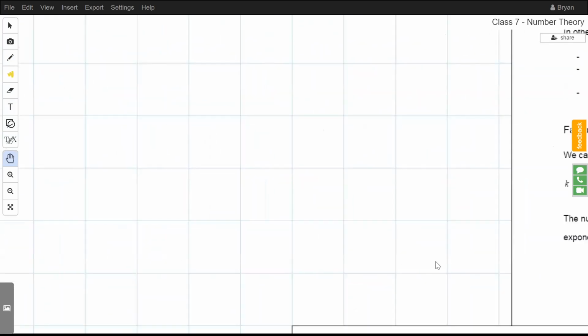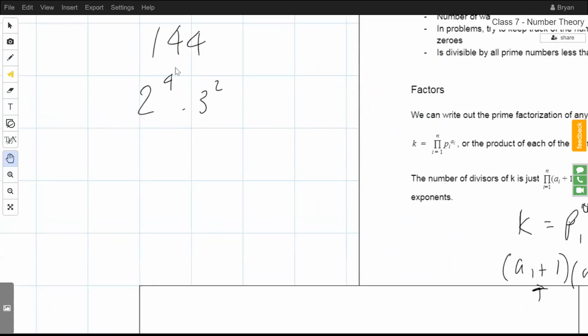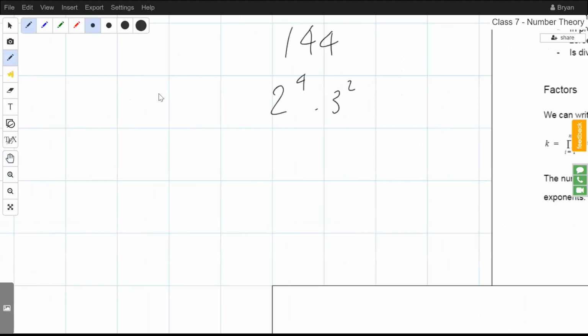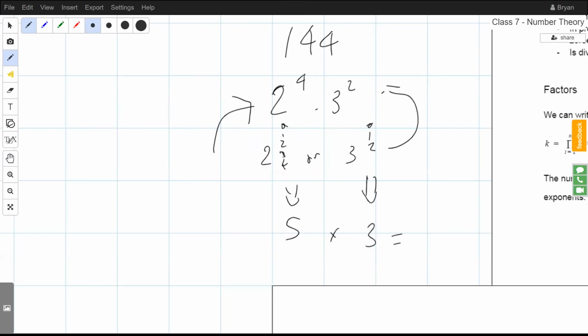So for example, if we take a number such as 144, we can factor this as 2 to the 4th times 3 squared. And according to what we have here, there are a total of 15 factors, 5 times 3. The reason is that a divisor can only have 2 or 3 as possible primes in its factorization. The 2 can have an exponent of 0, 1, 2, 3, or 4, and the 3 can have an exponent of 0, 1, or 2. If the 2 has an exponent of anything else, then it won't divide this evenly. So there are 5 possible exponents here and 3 possible exponents here, so there are 15 total factors.